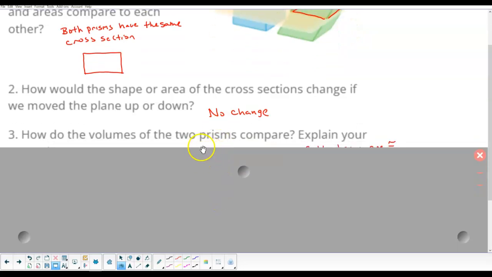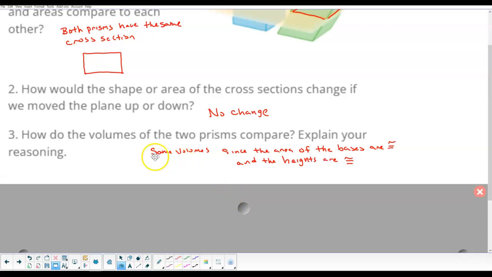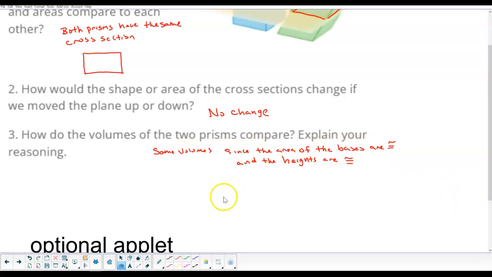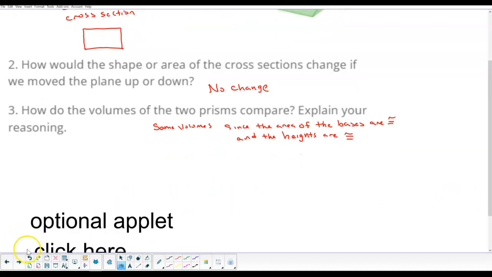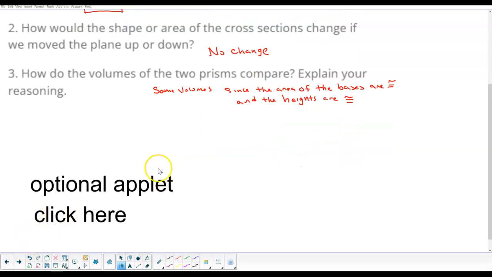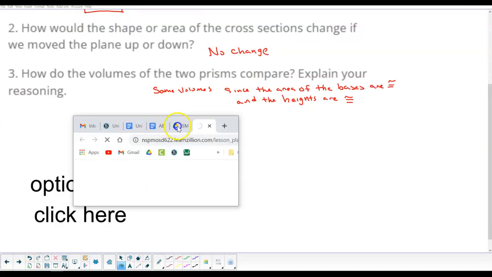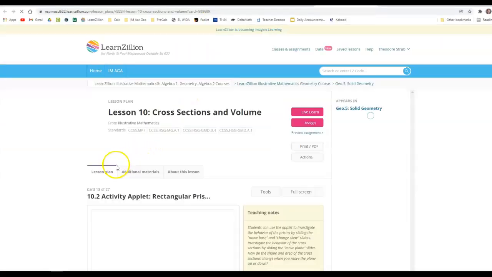So how do the volumes of the two prisms compare? If they have the exact same cross-sectional area and the exact same height, then the volumes would have to be the same. So they have the same volumes since the areas of the bases are congruent and the heights are congruent. Our volume formula from last unit would come into play. Let's look at a quick applet here, just to get a feel for what they're trying to explain.